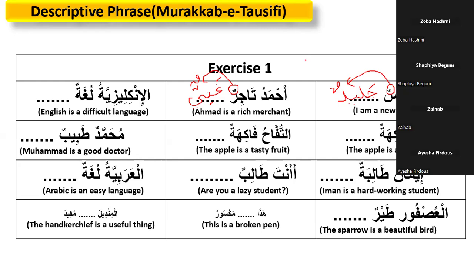Saibun. Okay. So this is Saibun. Saibun means sword. Difficult. Sahlun, easy.